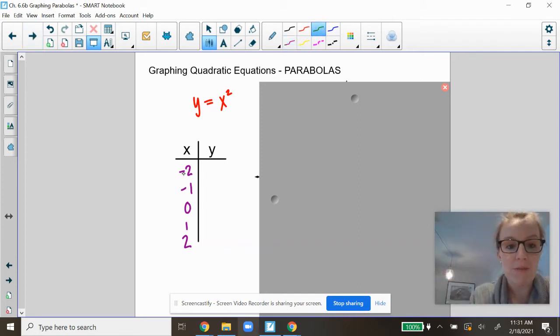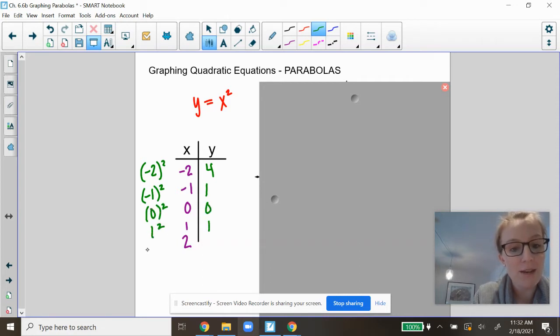So remember that if I plug in -2 for x, that means I'm saying -2 squared, which is going to get me to +4. This would be -1 squared, which gets me to +1. 0 squared is 0. 1 squared is 1. And 2 squared is 4.